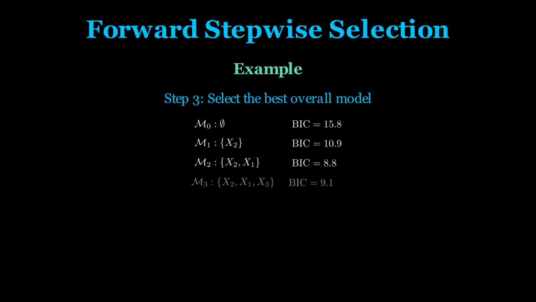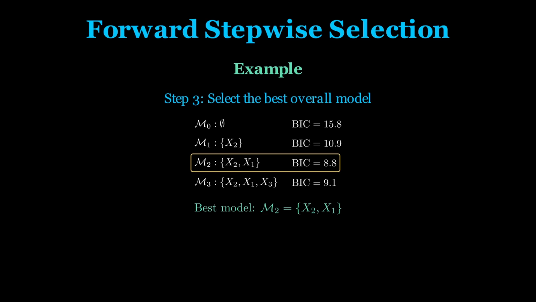Step 3. We select the best model from M0 through M3 using a criterion like BIC. Even though M3 has the lowest RSS, the BIC penalty for the extra predictor makes it slightly worse. M2, with predictors x2 and x1, achieves the lowest BIC and is selected as the final model.